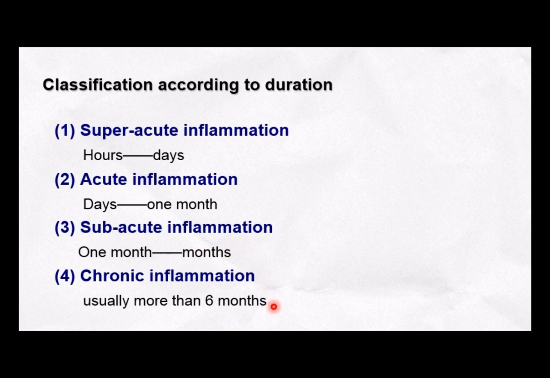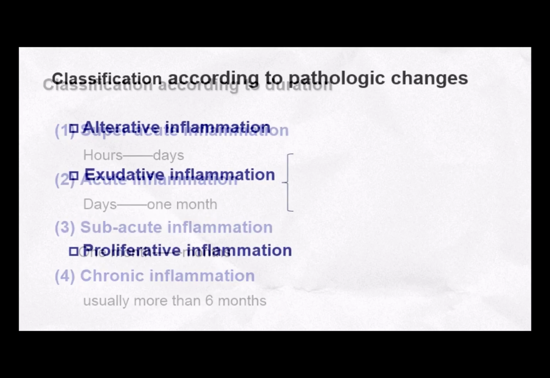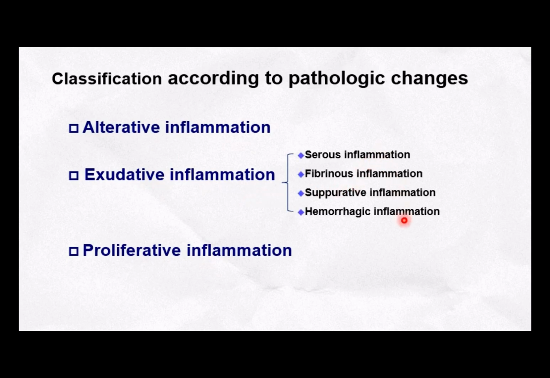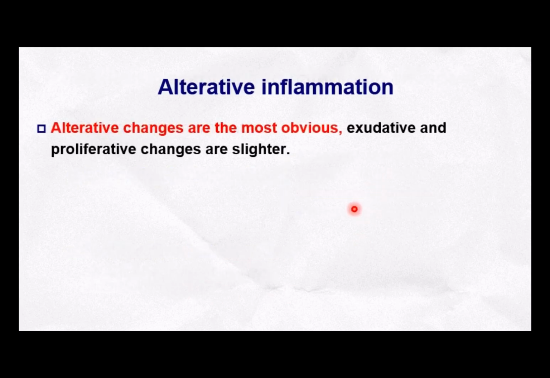Chronic inflammation is associated with fibrosis and scar formation. According to the pathologic changes, inflammation can be classified into 3 types: ulcerative, exudative, and proliferative inflammation. Exudative inflammation, according to the exudate, can be classified into serous, fibrinous, suppurative, and hemorrhagic inflammation. Proliferative inflammation includes general proliferative inflammation and granuloma. Now, let me introduce the first type, ulcerative inflammation.